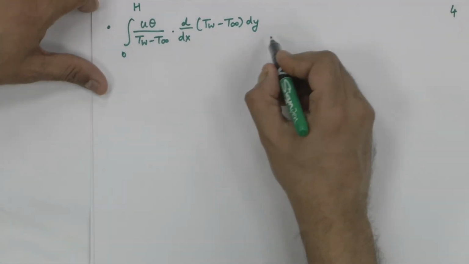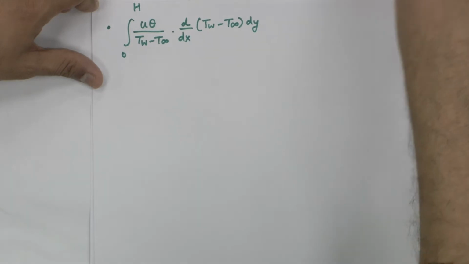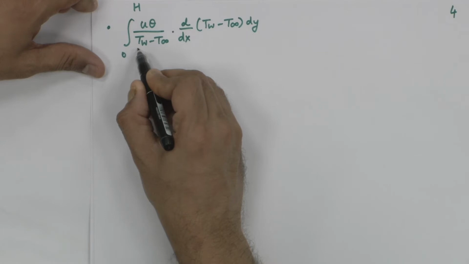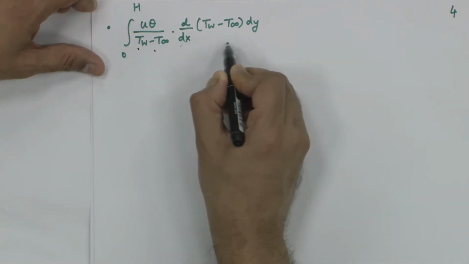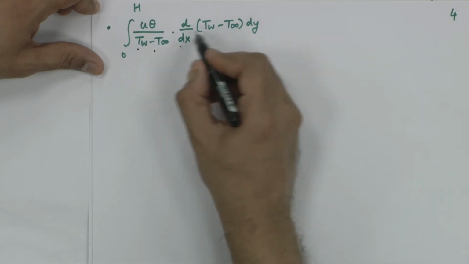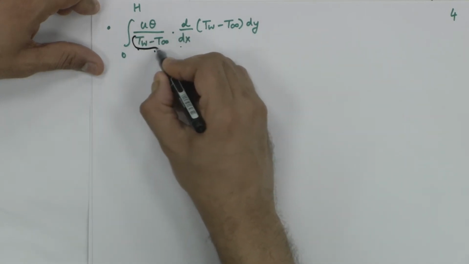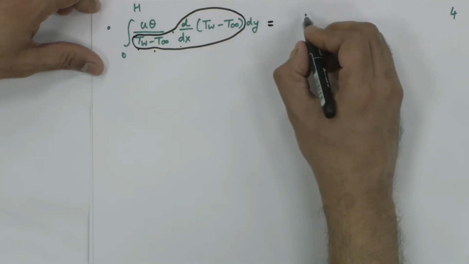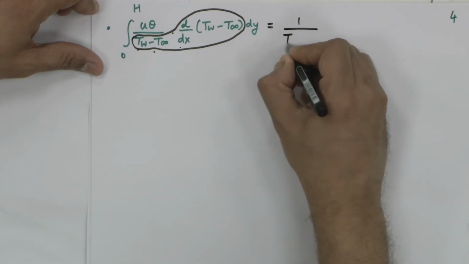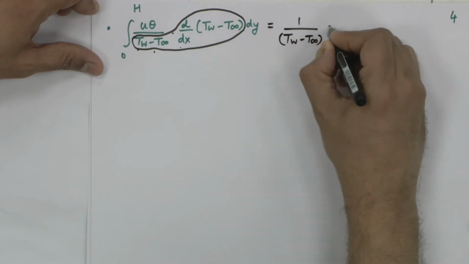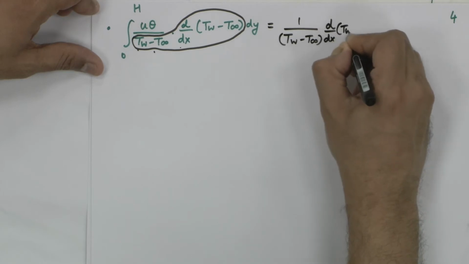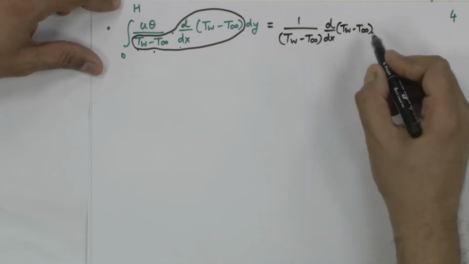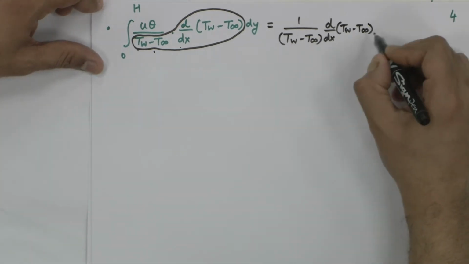Let us take a quick look at what is happening here. T wall minus t infinity is only a function of x. D by dx of this quantity is also only a function of x. So, these things can directly come out of the integral. This can come out of the integral as 1 by t wall minus t infinity d by dx of t wall minus t infinity. Is that right? At best, this is a function of x, so it can come out, and then I do exactly the same thing.